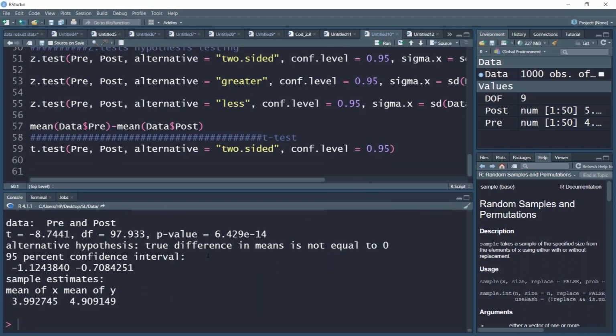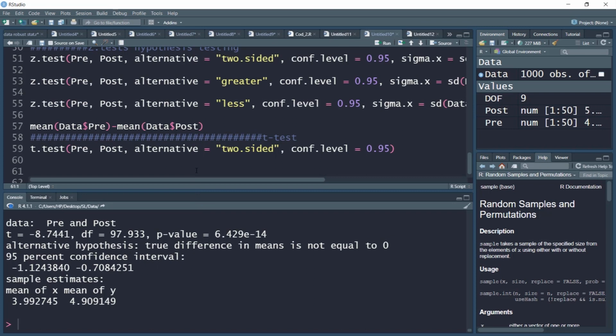and notice the t value of minus 8.7441. And also please notice the p value, which clearly indicates that with a lot of confidence we can reject the null and say that the mean of pre and post sample are not the same. So we can make that inference about the population. Also, there is some evidence to suggest that the mean of pre sample, which is around 3.99, and the mean of post sample, which is around 4.90, are quite different. However, we'll have more to say about that in subsequent tests.